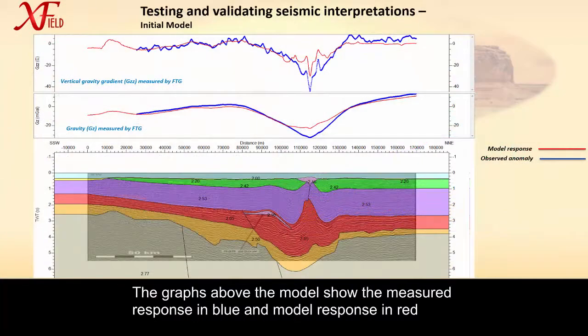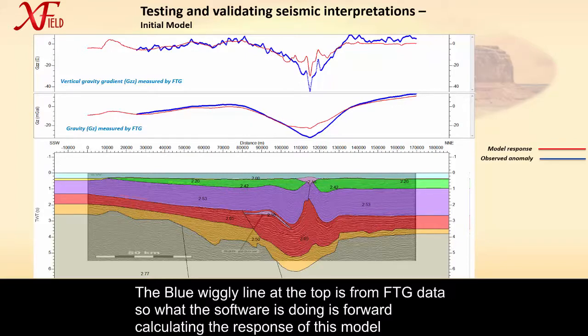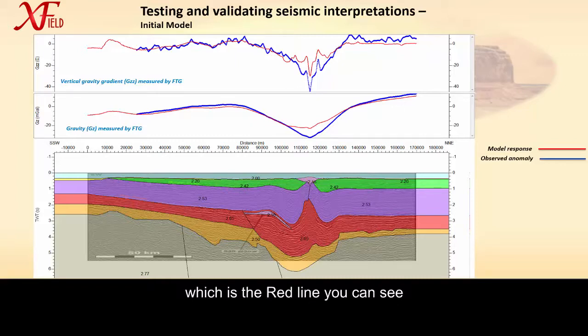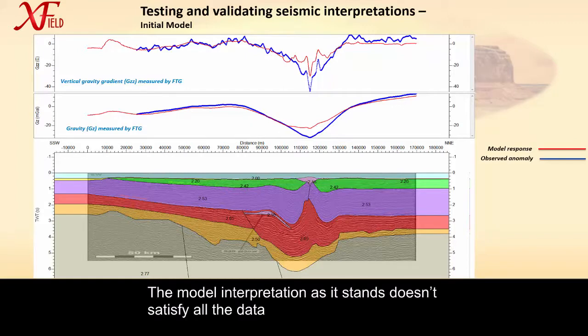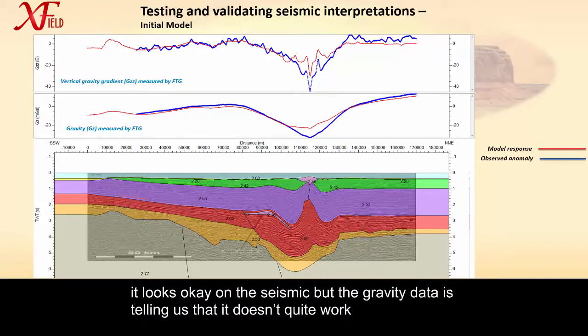The graphs above the model show the measured response in blue and model response in red. The blue wiggly line at the top is from FTG data. So what the software is doing is forward calculating the response of this model, which is the red line you can see. The model interpretation as it stands doesn't satisfy all the data. It looks okay on the seismic, but the gravity data is telling us that it doesn't quite work.